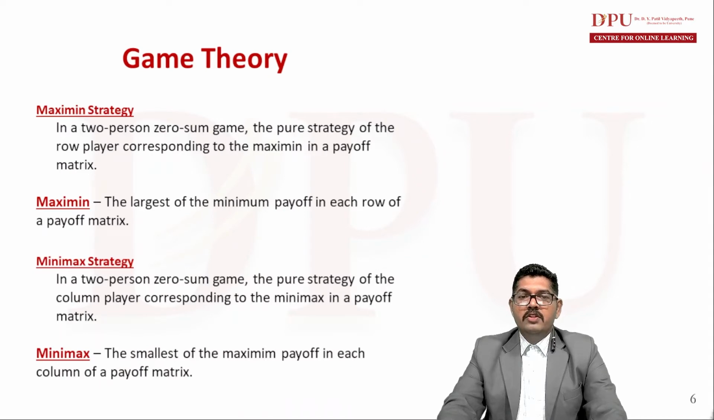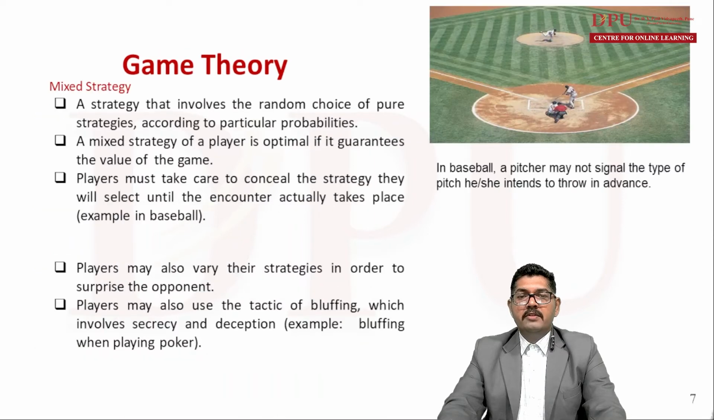What is maximin? In a two-person zero-sum game, it is the pure strategy of the row player corresponding to the maximin in a payoff matrix. Maximin is the largest of the minimum payoffs in each row of the payoff matrix. I will show you how to calculate the maximin. Then there is the minimax strategy. In a two-person zero-sum game, the pure strategy of the column player represents the minimax in a payoff matrix. It is the smallest of the maximum payoffs in each column of a payoff matrix.